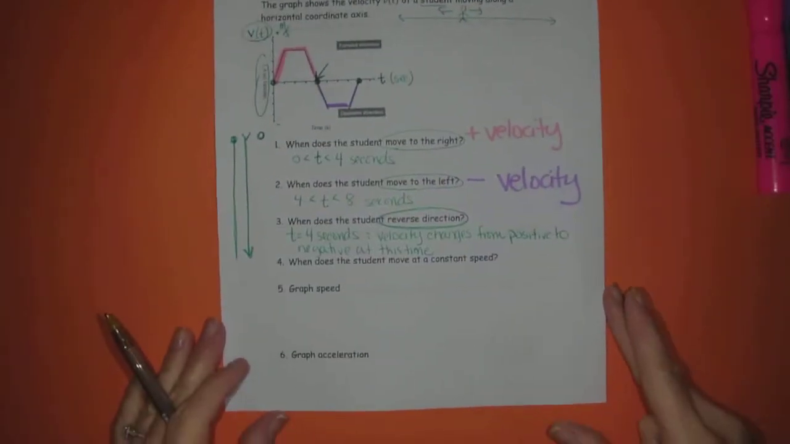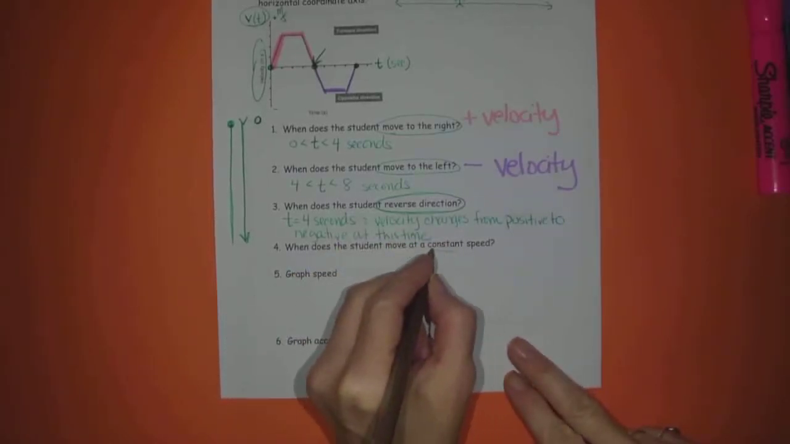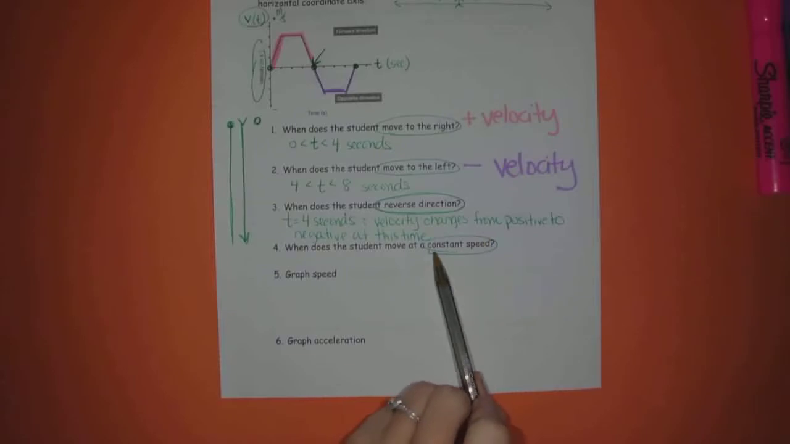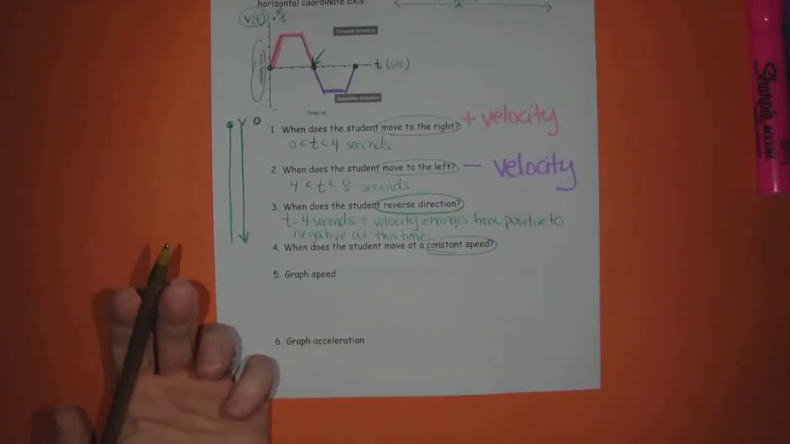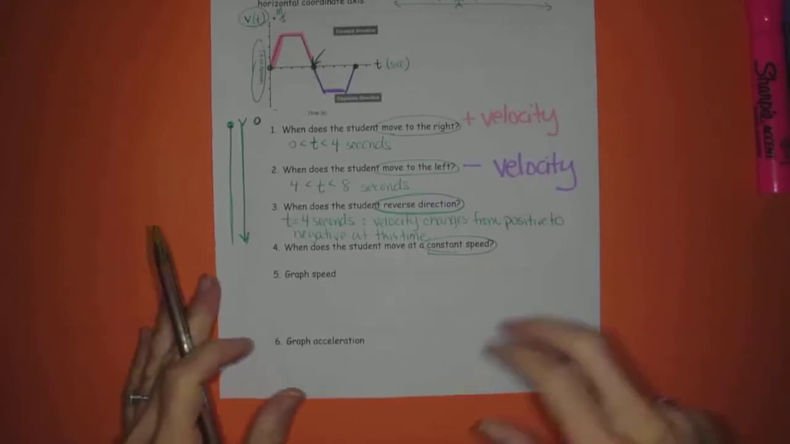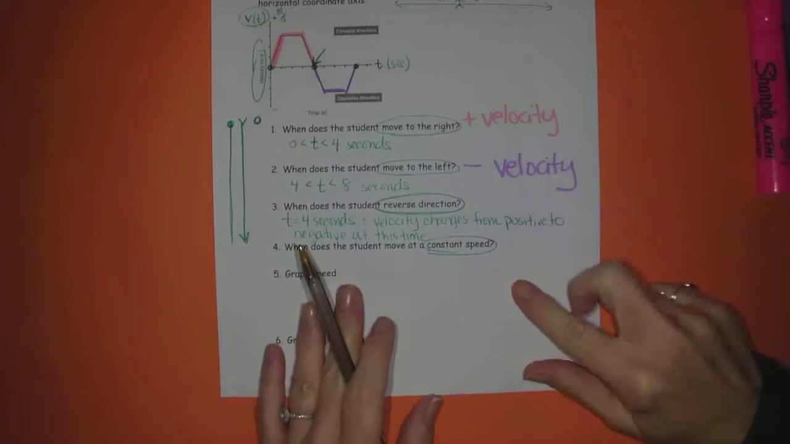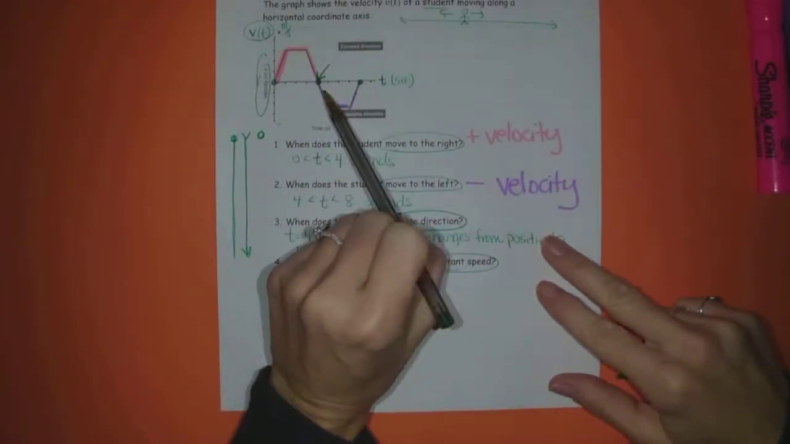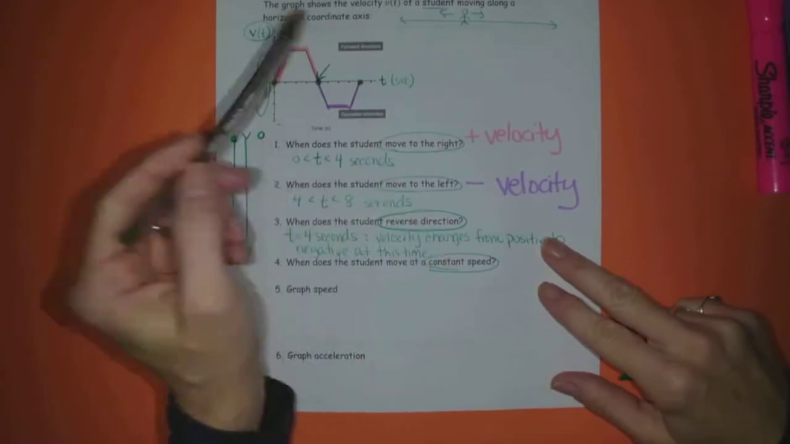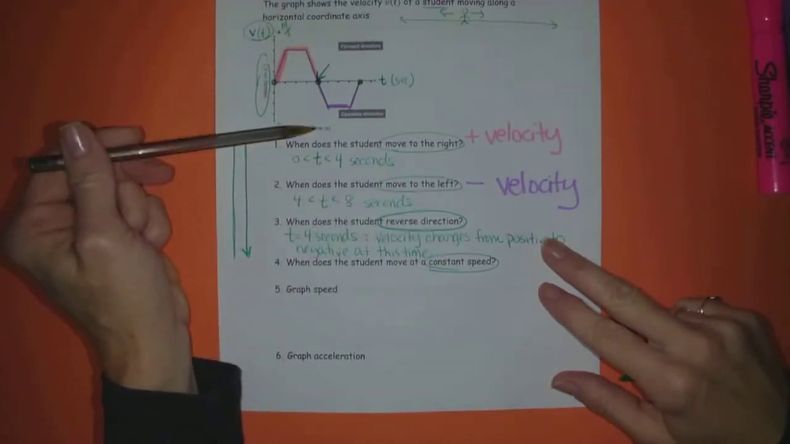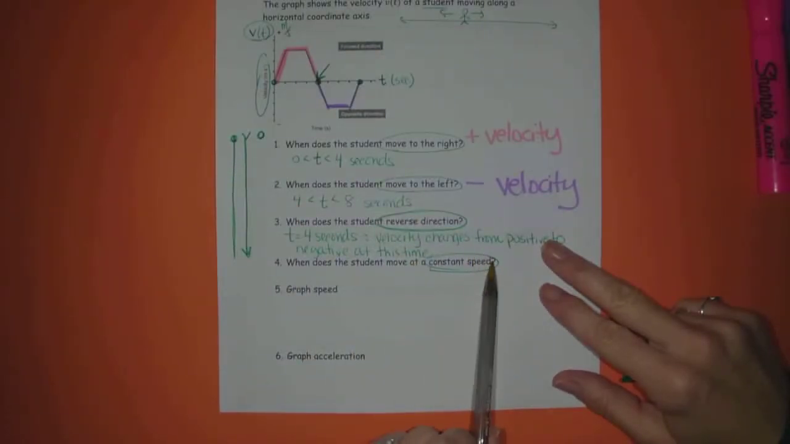Okay. Number 4, when does the student move at a constant speed? In other words, where are our speeds unchanging? Well, let me tell you what I like to do. Anytime I'm looking at a velocity graph, which we are, it's showing us speed with direction. And all these questions asked about velocity. But here, they're using the word speed.